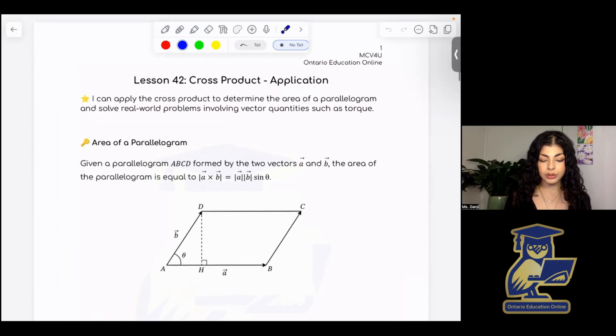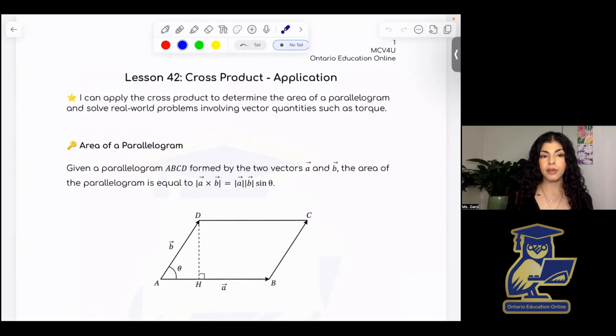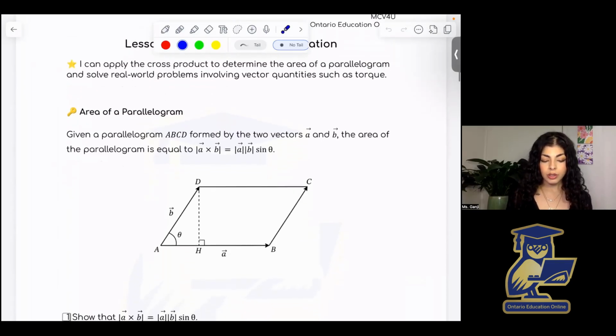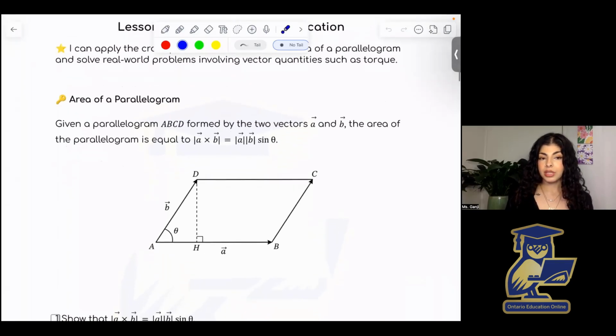So today we are going to use the cross product, and I've already listed some of the applications for you, starting with the area of a parallelogram, and also to solve some real-world problems, including vector quantities such as torque. By now we've seen the parallelogram method used, but now we're going to find the area of a parallelogram using the cross product.